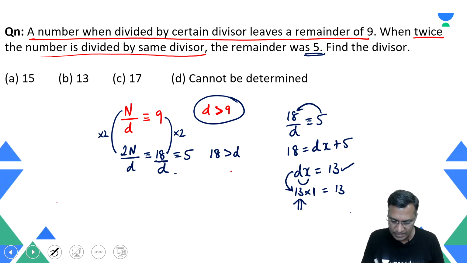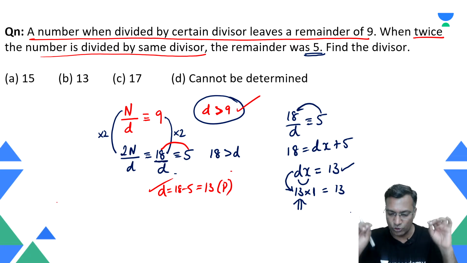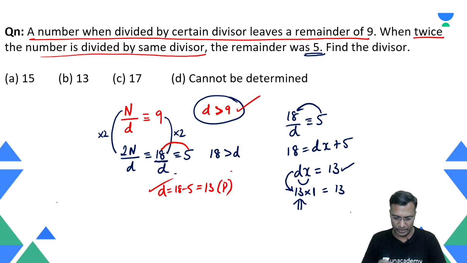You would have looked at this 18 and 5, subtract them. You say that one of the values of the divisor has to be 18 minus 5. This is 13. Since this is a prime number, that is the only value the divisor can take which is greater than 9. I'm hoping that you are following what I'm trying to say here. You must be able to follow this. Okay, that puts us in perspective on this particular question.